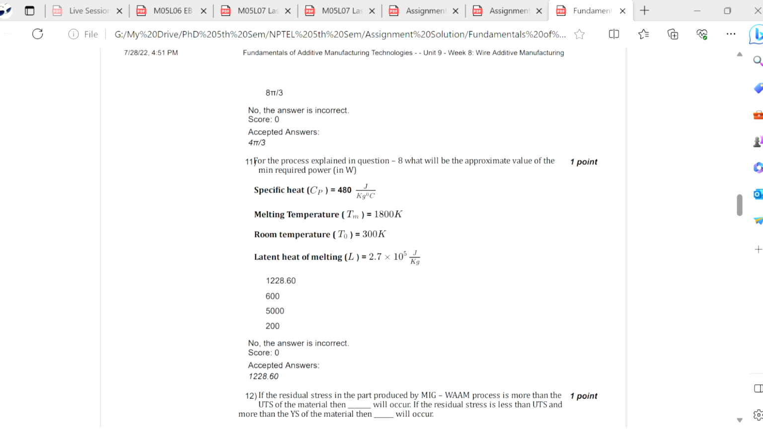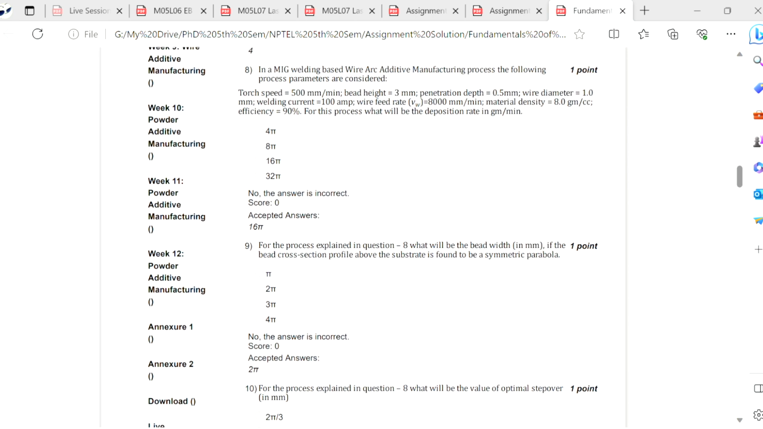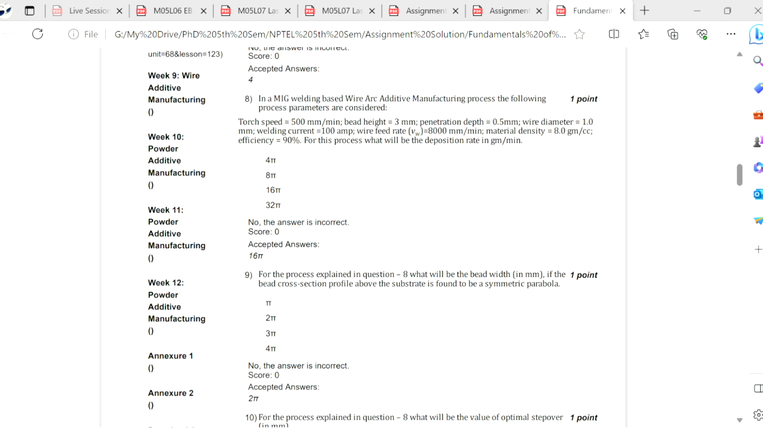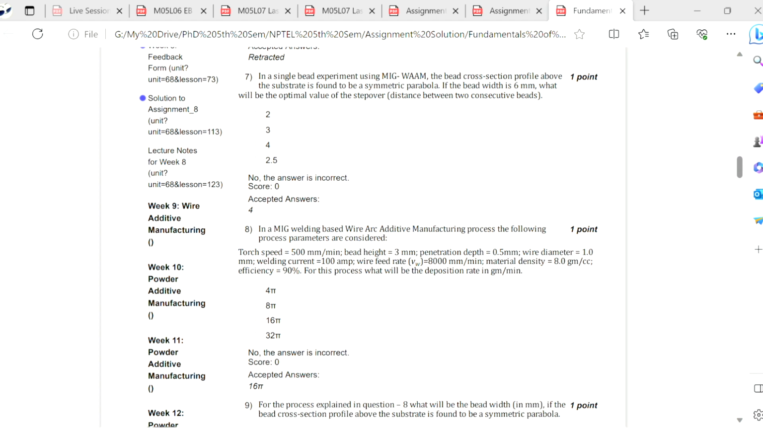Okay, I just want to know this for this question. Your data is CPA is 480, melting temperature is 1800, room temperature 300, latent heat of melting is 2.7 into 10 to the power 5 joule per kg, right? Yeah, question number 8. 8000 ml, 90%. Okay, fine. I'll check this by next class.